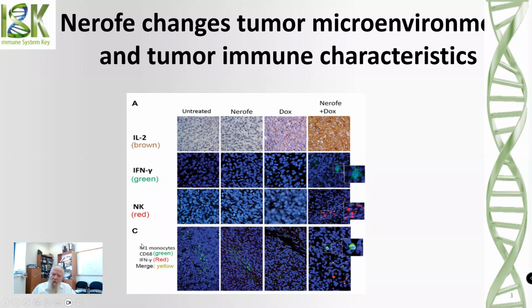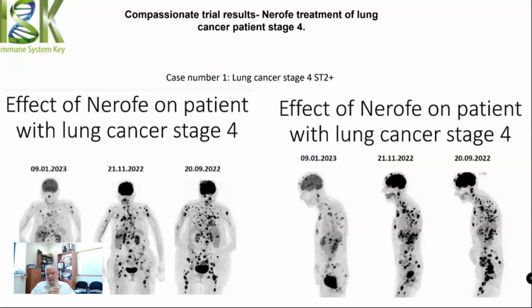Same thing for M1 monocytes. You can see here these cells are double stained for CD68 and interferon gamma, and they look yellow. So these are M1 monocytes. So basically what we see here is that the tumors in mice treated with Nerofe and doxorubicin show a complete change in the microenvironment as opposed to Nerofe by itself and DOX by itself.